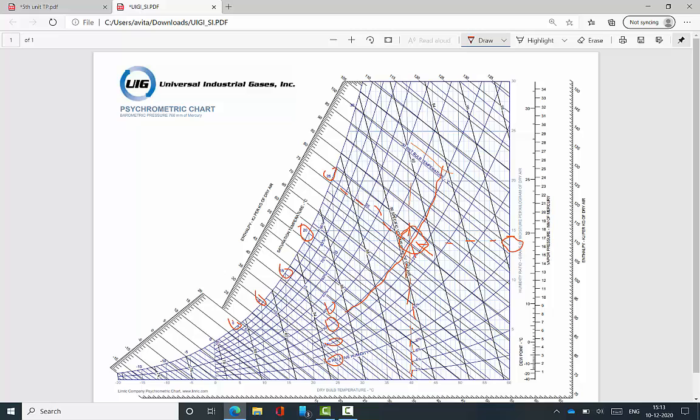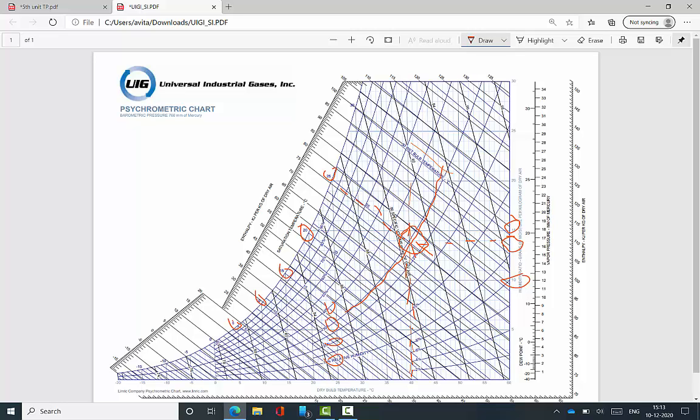For example, here is 10, here is 15. Our value is in between 10 and 15, therefore approximately I take 18 gram per kg of dry air. This is the approximate answer, because in the chart you cannot measure the accurate value. Some human error is there.